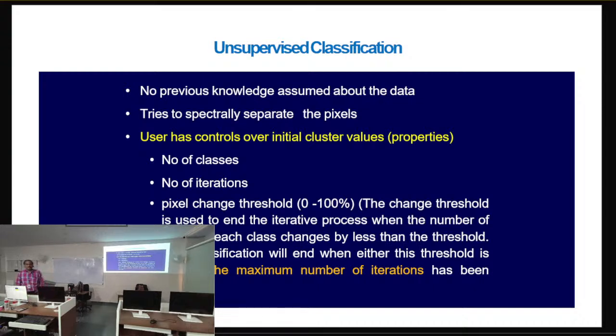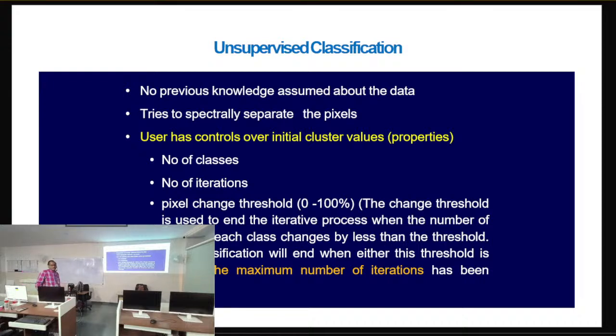In unsupervised classification, you are not going to assume any previous knowledge about the data, because you are not going to collect any training or signature data. It tries to spectrally separate the pixels. The user has control over initial cluster values, number of classes, and number of iterations. I will tell the computer, I want to classify this image into 5 classes in this many iterations. Those are the two inputs you give, and the rest will be done by the computer. That's why it is an unsupervised classification.